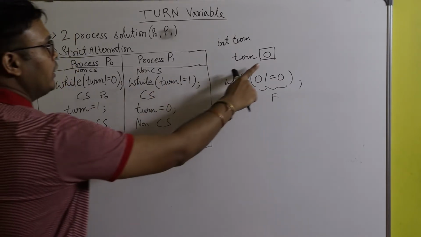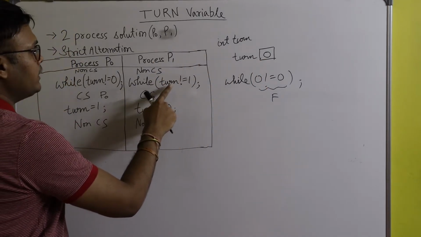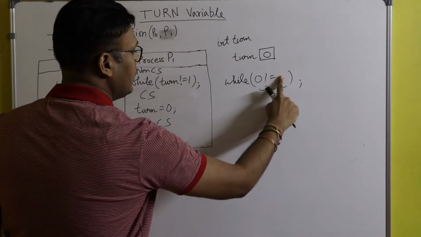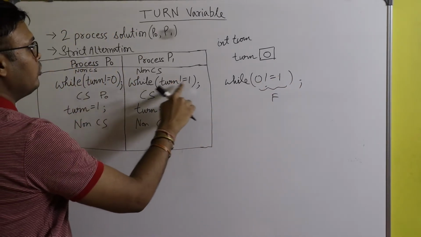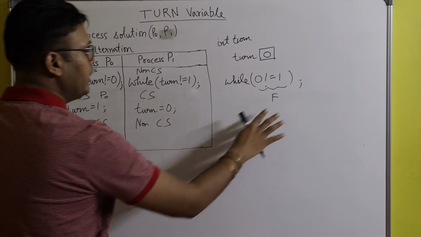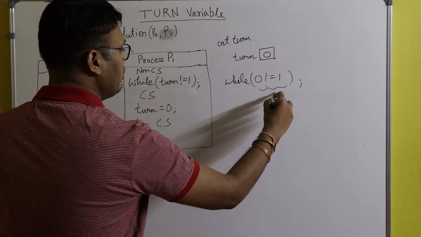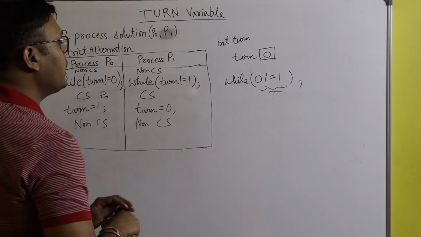What is the value of turn? The value of turn is 0. So here you see while 0 not equal to 1, that is 0 not equal to 1. Is it true or false? Obviously it's a true statement. It means while true. So the condition is true.